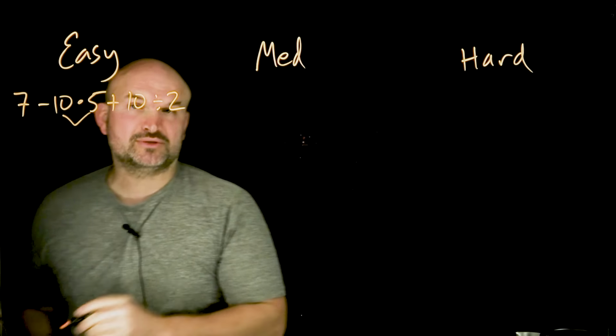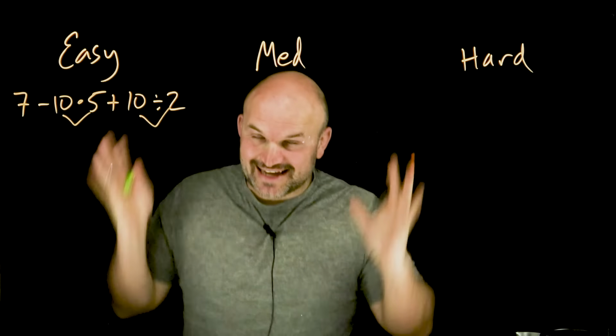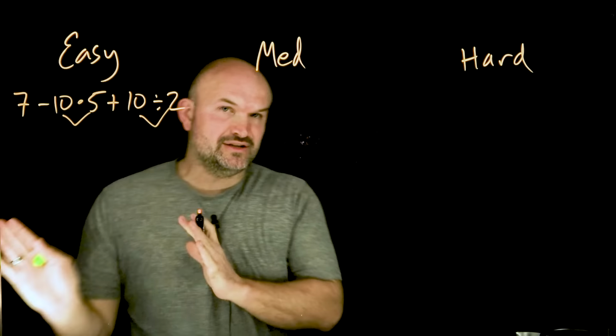So we have this multiplication problem and we have this division problem. Again, remember, multiplication and division is not one before the other. It's always whatever is the most left, you're going to do first, and then you work your way to the right. So in this case, I have negative 10 times 5, which is going to be a negative 50. And then here I have 10 divided by 2, which is going to be a 5.